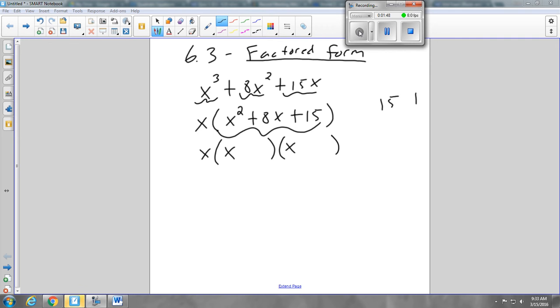Could it be 15 and 1? 5 and 3. 5 and 3, yeah. They both multiply to 15, add to 8. So this must be 5 and 3. And remember, that could have been 3 and 5, doesn't matter. So, and plus because it's positive 15, positive 8. So there we go. Okay, so that was that little bit of review.